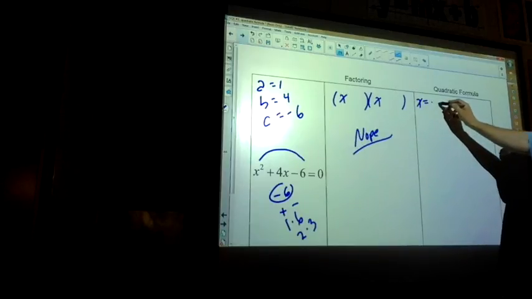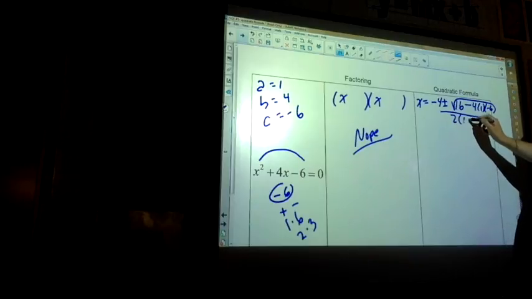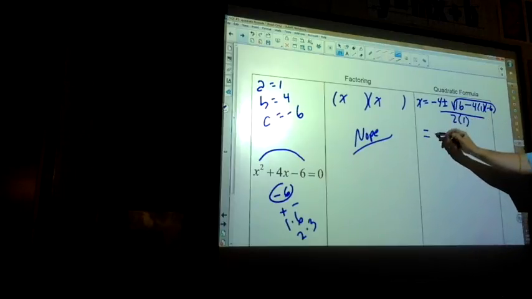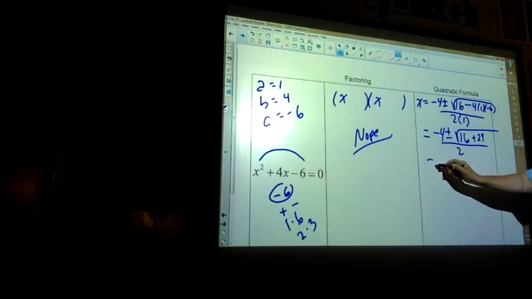X is equal to negative B plus or minus the square root of B squared minus 4AC, all over 2A. 16. Negative 4 times 1 is negative 4. Negative 4 times negative 6 is positive 24. All over 2. Negative 4 plus or minus the square root of 40, over 2.